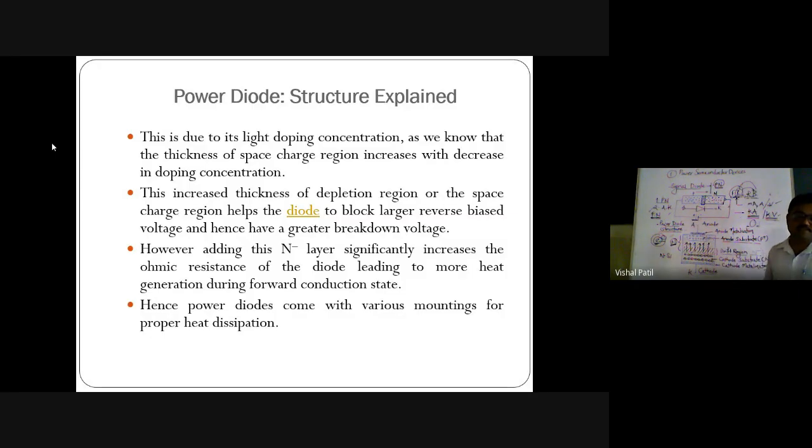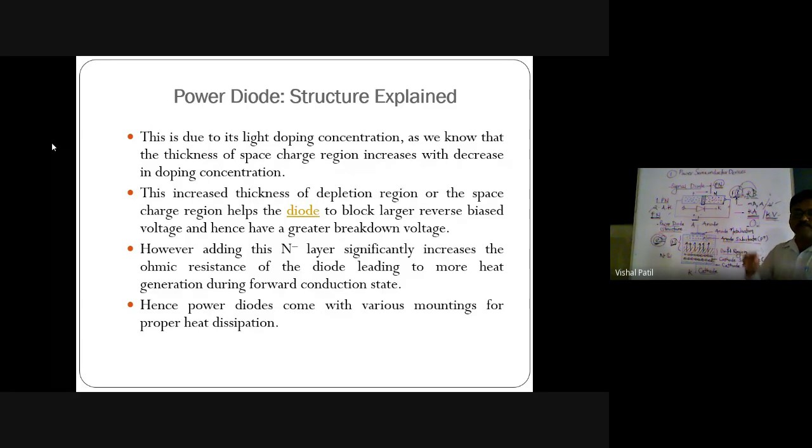The reason is that, because it has a lot of scope for the drift region, the resistance offered by this N region for the flow of current from anode to cathode, that is forward current, is very high. So if there is an internal resistance in the semiconductor, then there is heat dissipation. That heat will be sunk by the heat sink which we provide along with the power diode. So that is the requirement of the power diode.